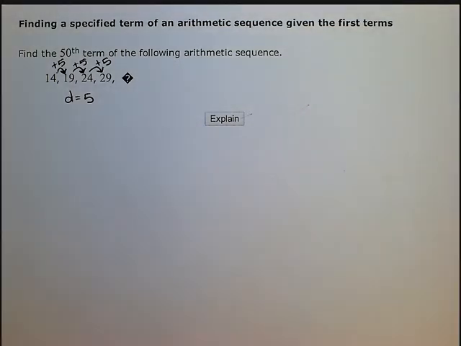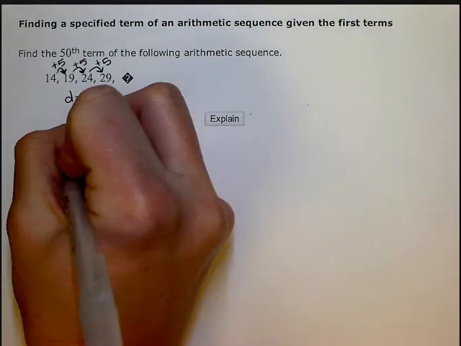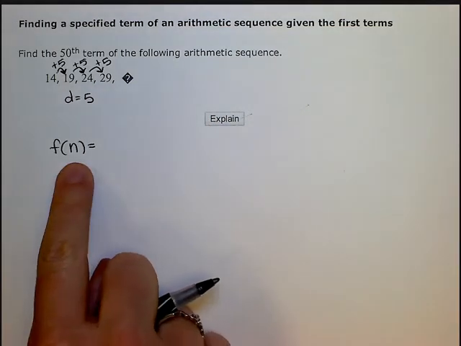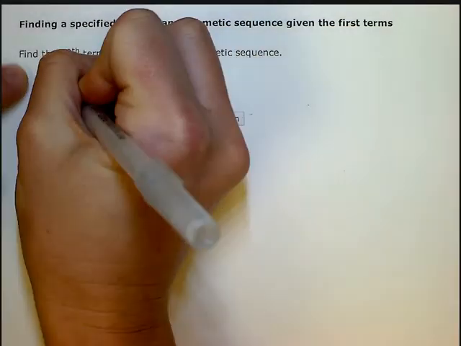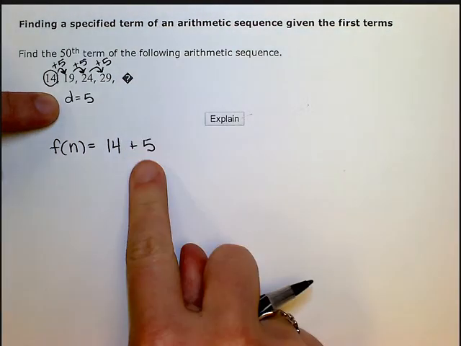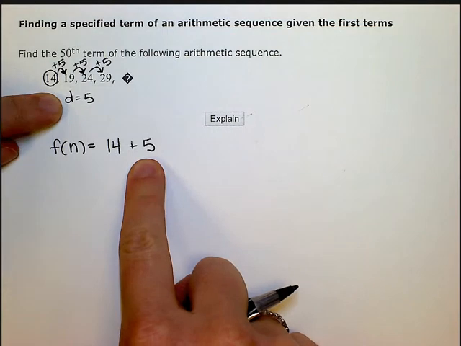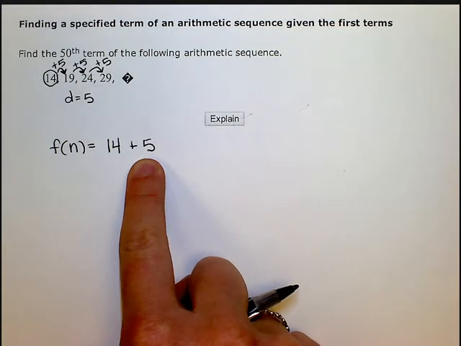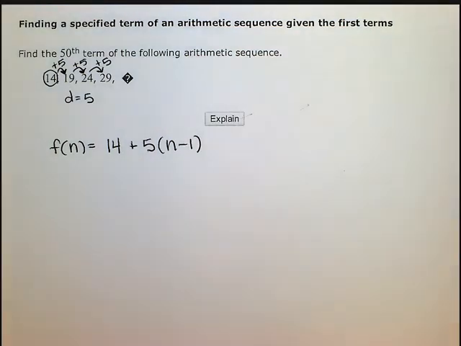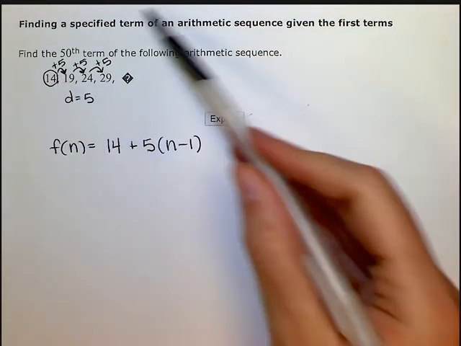To write an arithmetic sequence, I can write it in function notation or sequence notation. I'll show you both, but I'm going to start with function notation. So I know that f of n, which means to find any term value, I'm going to take my starting term, 14, and add my common difference. Now, I'm not just going to add my common difference once because that will just give me the next term. I'm going to add this n minus 1 times because that will take me from the first term all the way out to the 50th term.